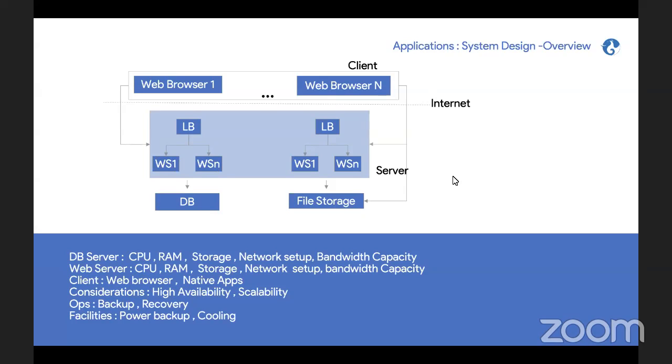So what do you plan for this? There is a database server, for which you need to understand the CPU requirements, RAM requirements, persistent storage requirements, the network setup, how it's going to connect to the web server, and the bandwidth capacity. Then the web server, which is the actual application server itself, has the functionality, logic, and all of that before storing into persistence in a database. So that also has to be planned.